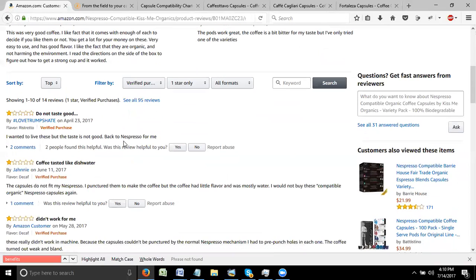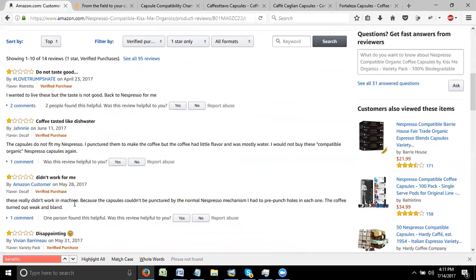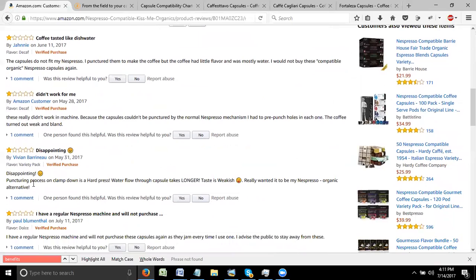They do not taste good. They do not fit the Nespresso. Oh my goodness. These really didn't work in the machine. Disappointing. Clamping down is a hard press, so it's very hard. Water flow through the capsule takes longer. Taste is weakish.